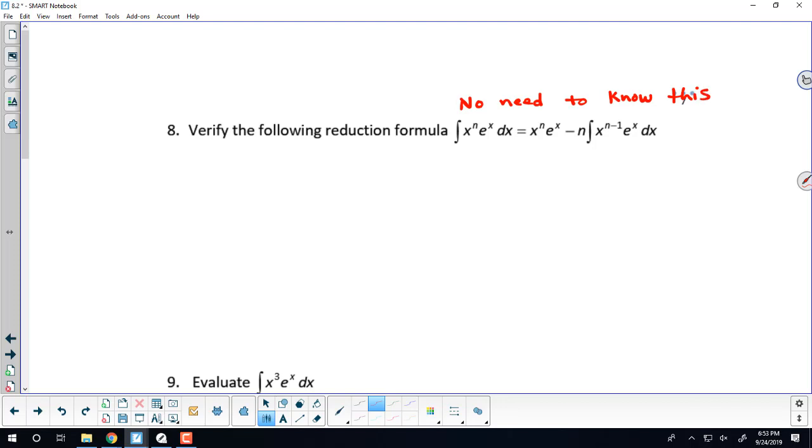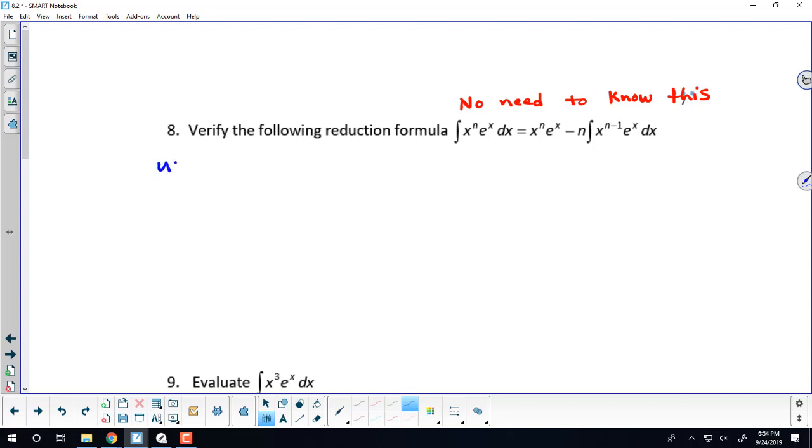Because you'll notice, even if you use it, if the powers are high enough, you'll eventually kill off that integral, but you're still having to integrate something, whether you're integrating this by parts or utilizing the reduction formula again, and then again, and then again.